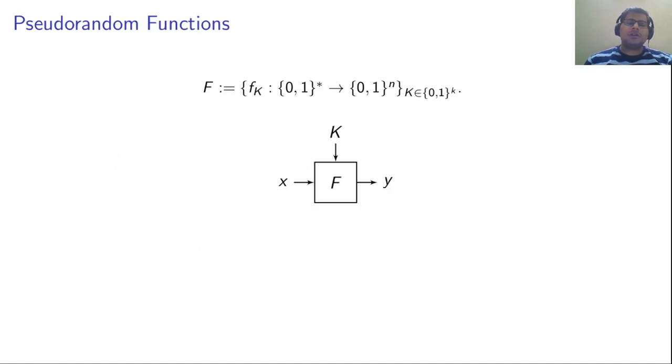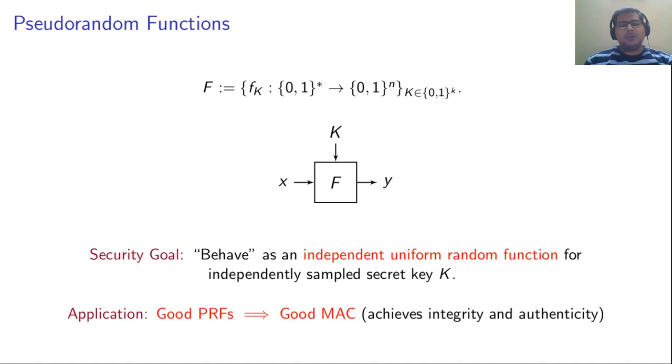Pseudorandom functions are simply a collection of functions from {0,1}* to {0,1}^n, indexed by key K from {0,1}^k. The security goal of a pseudorandom function is simply that the function should behave as an independent uniform random function for an independently sampled secret key K. One of the most important applications of PRFs is message authentication codes, which are symmetric key primitives that achieve integrity and authenticity. It's well known that any good PRF is a good MAC, at least a good deterministic MAC. So basically, any PRF you can apply as a message authentication code.